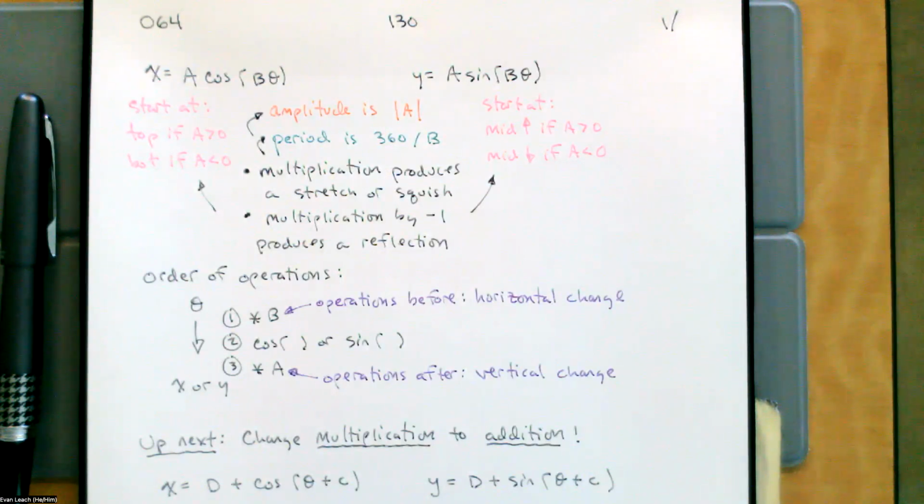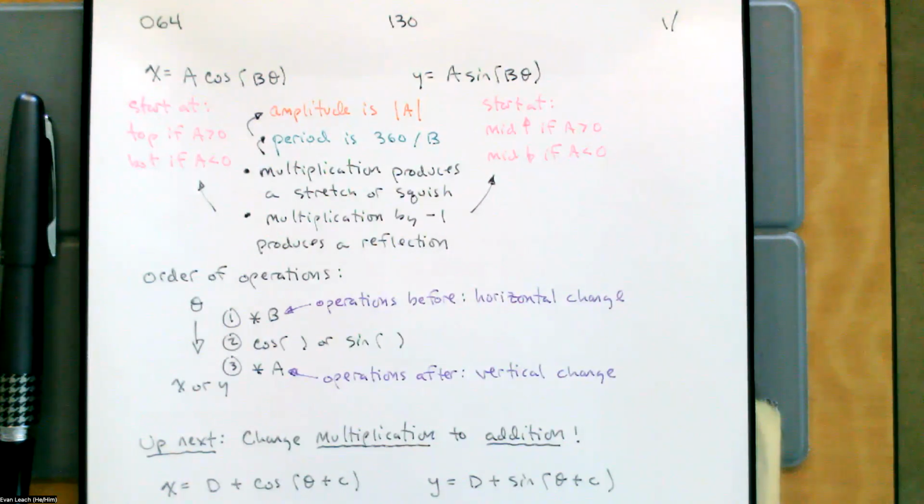If you would recall, we've been looking at making changes to our base model cosine and sine graphs. Our base model cosine and sine graphs have an amplitude of 1 and a period of 360 because we're still playing the trigonometry game in degrees. We also have some default starting places. Cosine by default starts at the top, and sine by default starts at the middle going up.